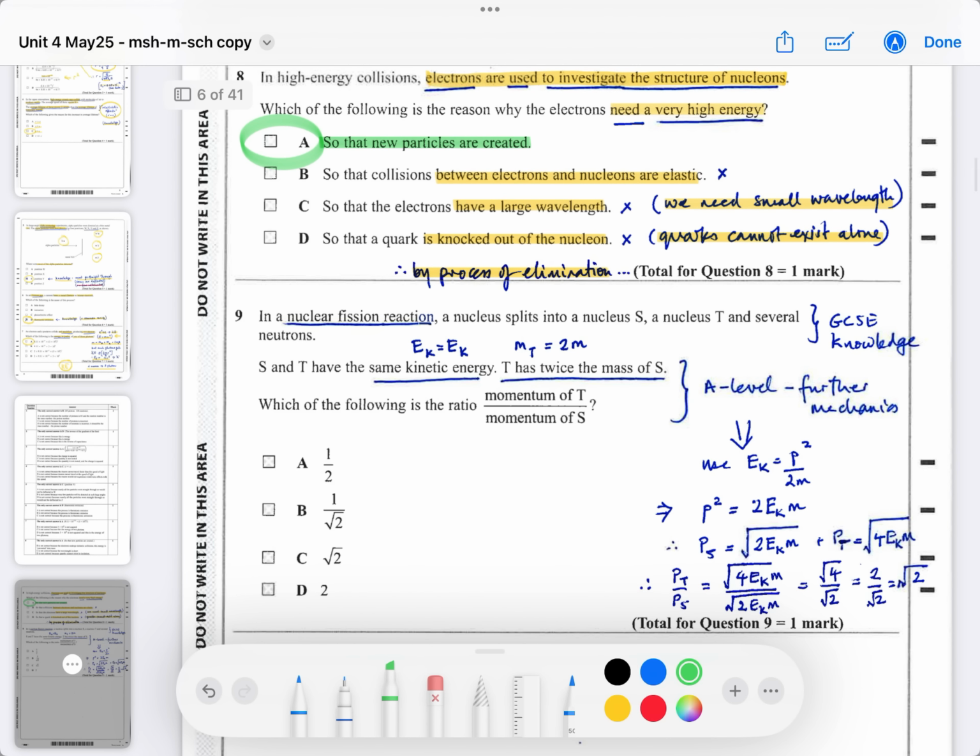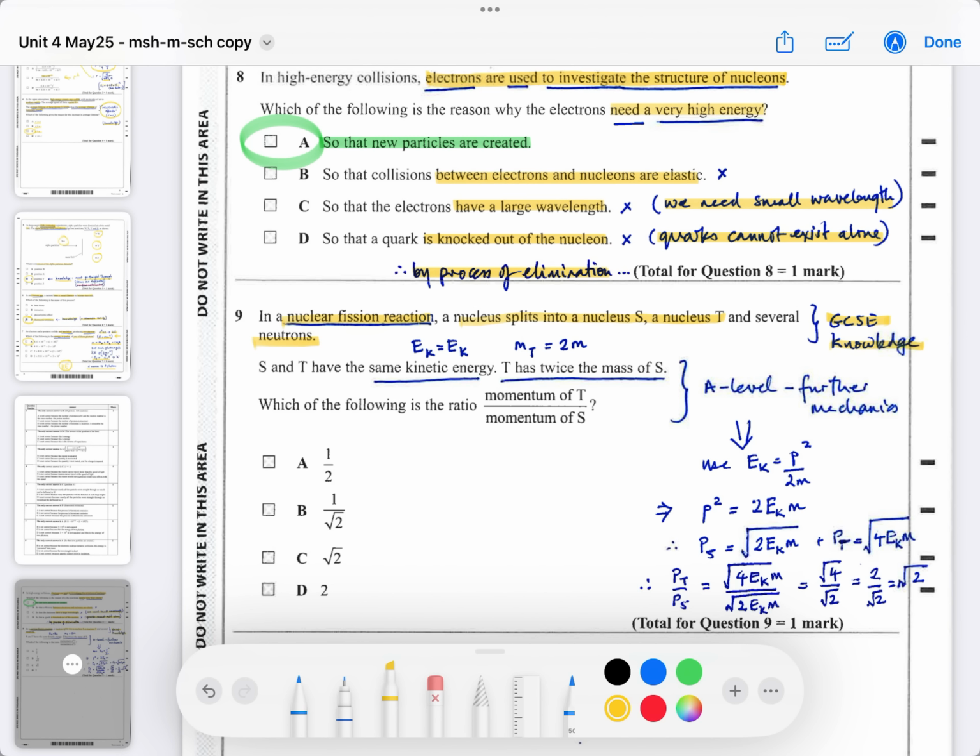Okay, but you've got to just think on your feet in the exam. There's no right and wrong about how to work out the answers. Process of elimination is a common method. And here's number 9, nuclear fission. Yeah, we know that from GCSE, that it splits into two nuclei, daughter nuclei they're called. So this is GCSE knowledge. And then several spare neutrons in the fission process.